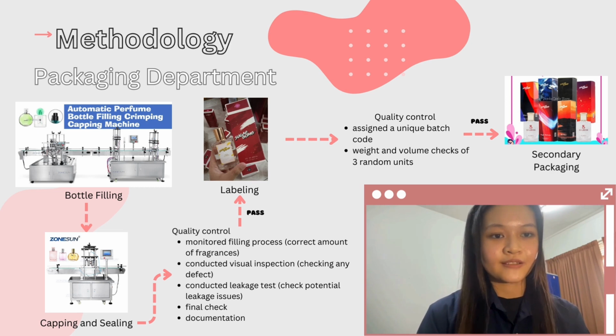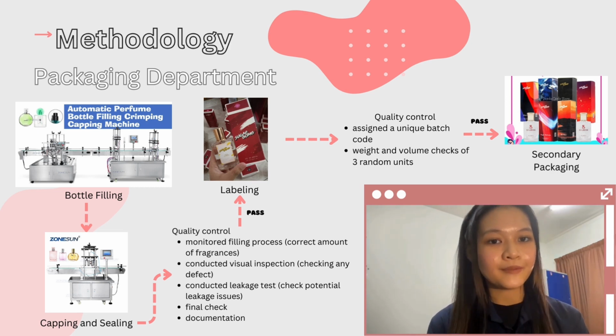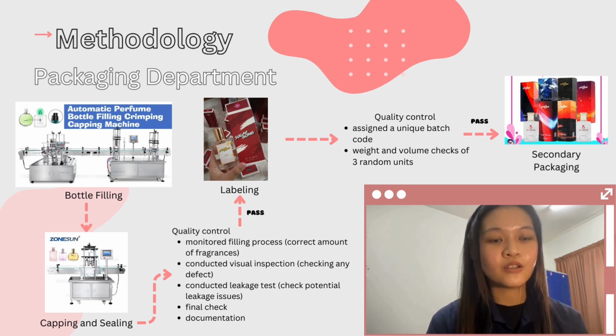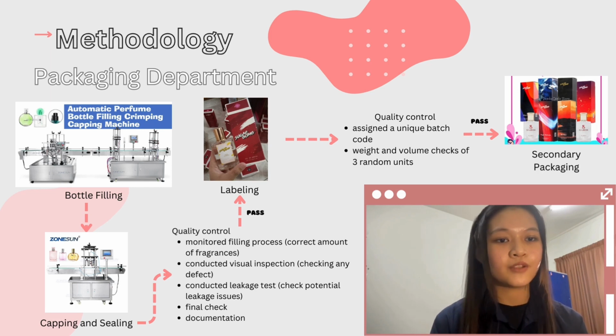the process. The next phase involves labeling, where labels conveying brand identity, ingredient information, and regulatory compliance details are applied. This step is crucial as labels are not just for compliance but also for marketing. Another quality control process is applied.